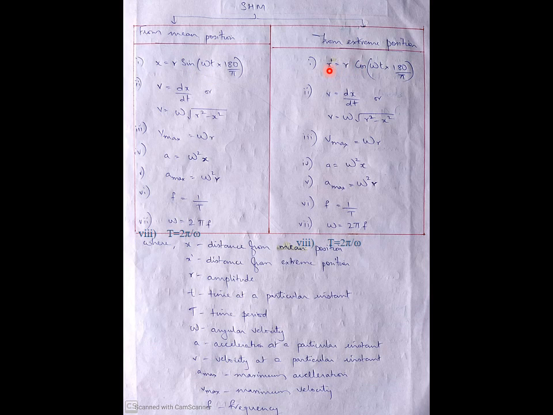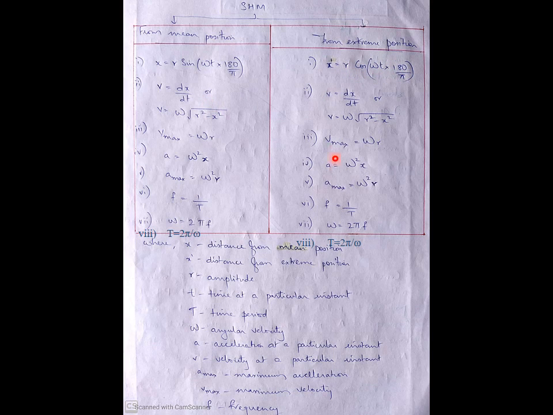Here, you can write it as either x or x dash. In the problems, most probably we will be writing it as x itself. It doesn't matter. The only thing to be remembered is if it is from the mean position, it is in terms of sin. And if it is from the extreme position, it is in terms of cos. So x equal to r sin omega t into 180 by pi for mean position, and for extreme position, it is x dash equal to r cos omega t into 180 by pi.